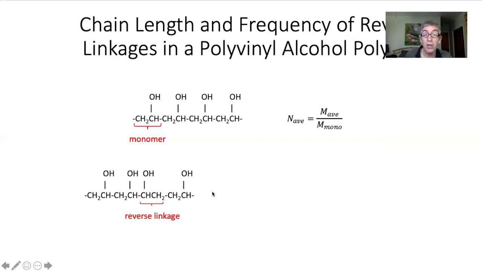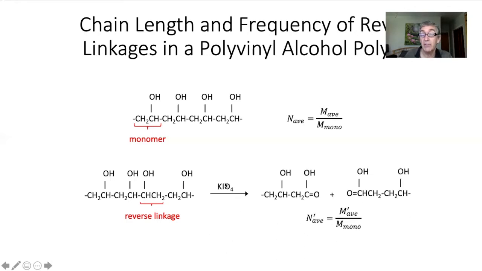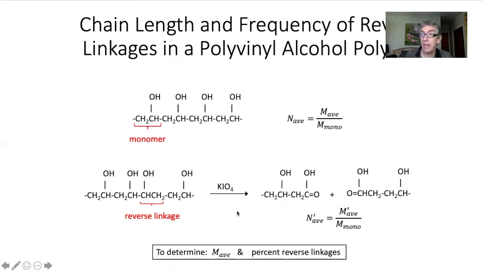We can do so by oxidative cleavage. So we'll treat the sample with potassium periodate. When we do, cleavage occurs at the glycol linkage, and we'll have a sample then that has a smaller reduced mass, hence of course a smaller average number of monomers per polymer. Okay, so in summary then, the major data that we're going to determine from a sample is the average molecular weight and the percent reverse linkages.